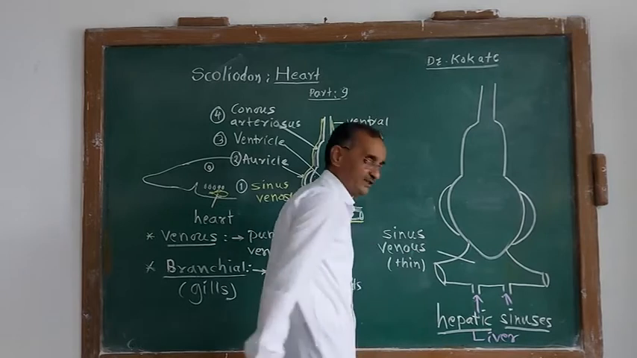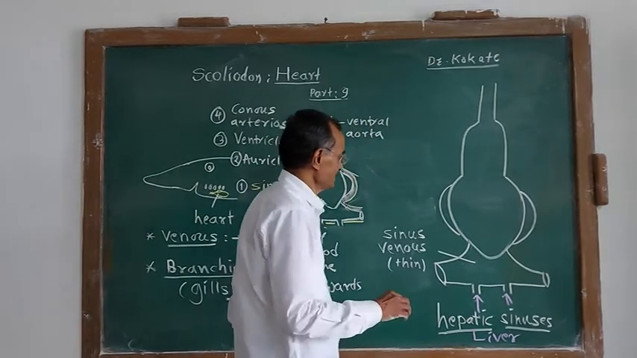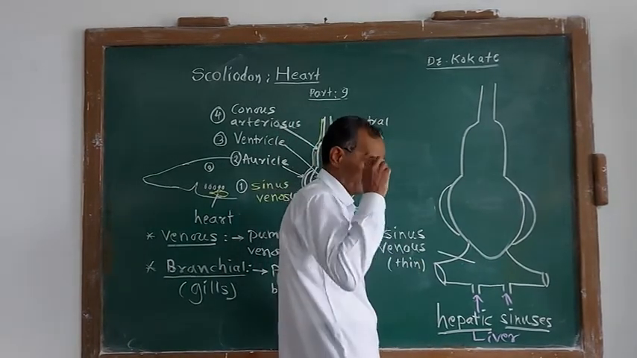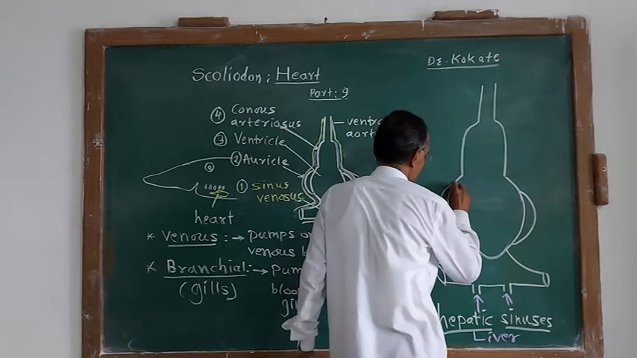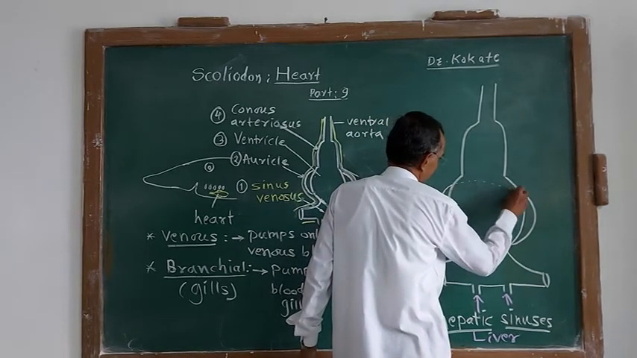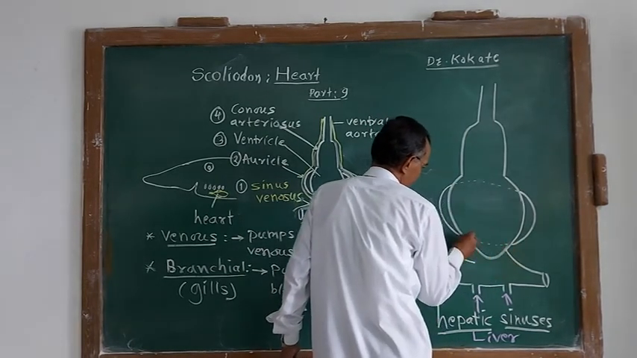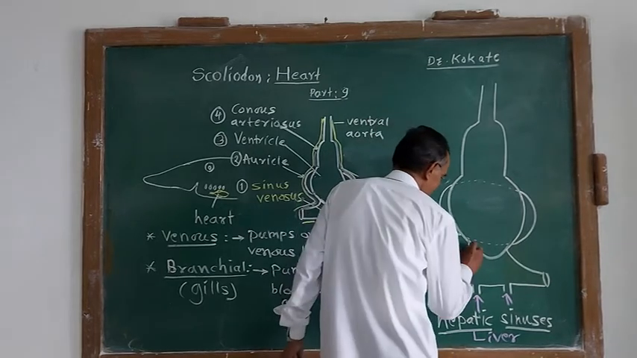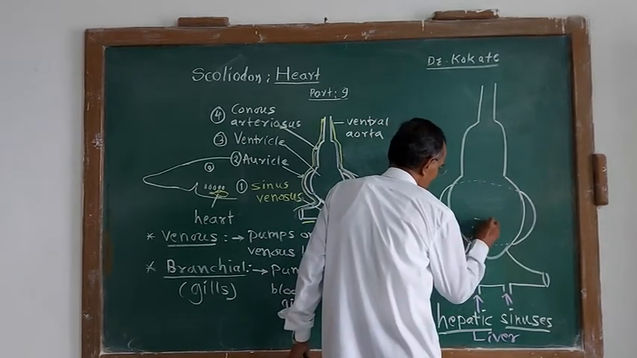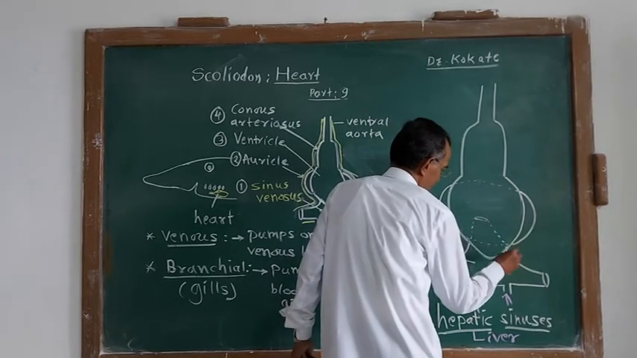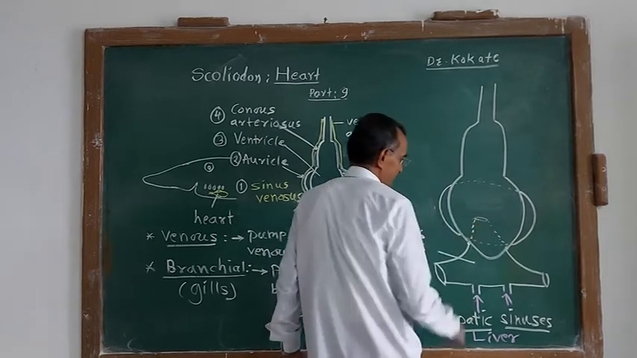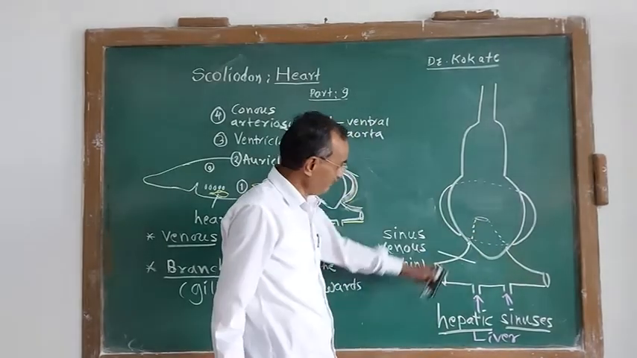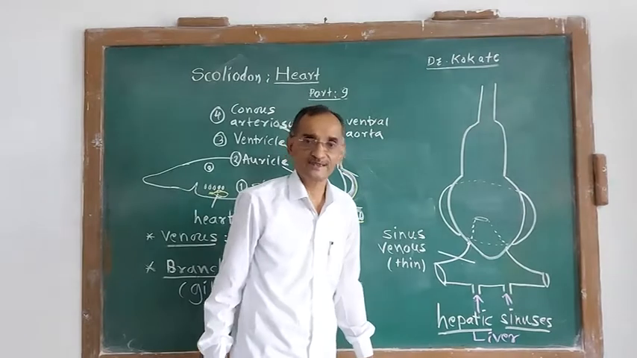Sinus venosus opens into the auricle. Suppose this is the auricle, I will show you in dotted line. A horizontal chamber, the auricle. And this sinus venosus like this opens into the auricle like this, by an opening.